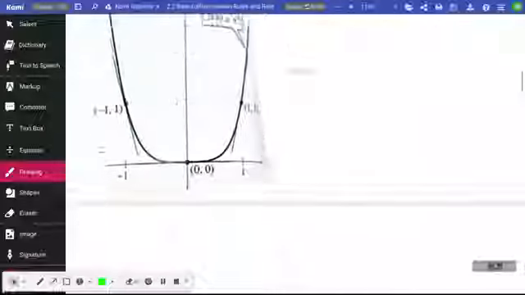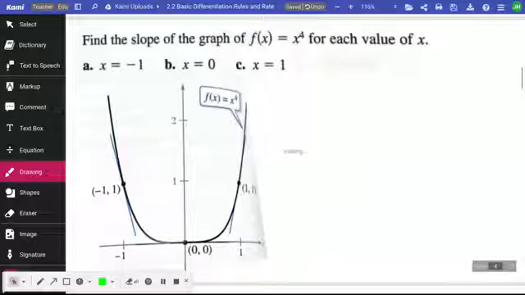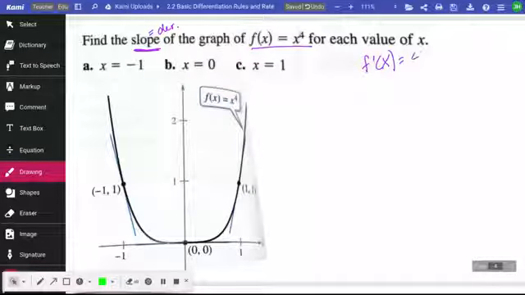Find the slope of a graph. So this is important to remember that slope is the same thing as your derivative. I'll abbreviate that, derivative. All right. So for f of x equals x to the 4th power. So last chapter, you would have had to do the long way and then go plug in these numbers. This chapter, or this section, we can subtract. So that's our derivative.